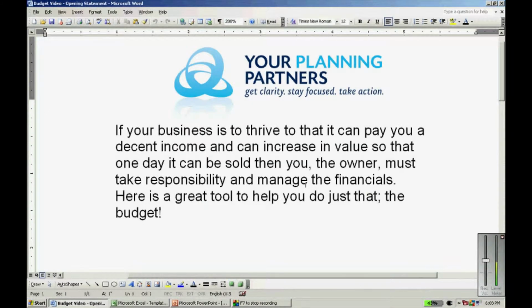Business is to thrive so that it can pay you a decent income and can increase in value so that one day it can be sold, then you, the owner, must take responsibility and manage the financials. Here is a great tool to help you do just that, the budget.